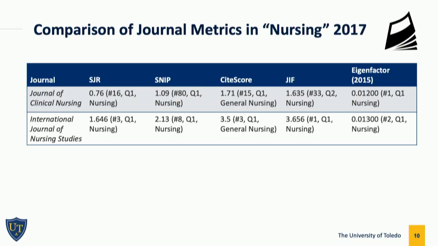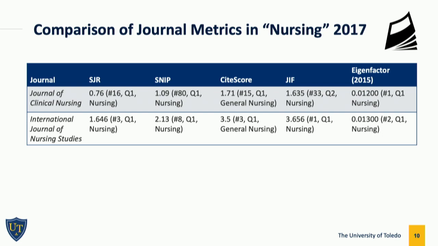And line 2 pretty much says the same thing. There's a little bit of movement of this journal. All the different metrics have the journal in the first quartile, all in the top 10. Although there is quite a bit of difference here, number 1 versus number 8.